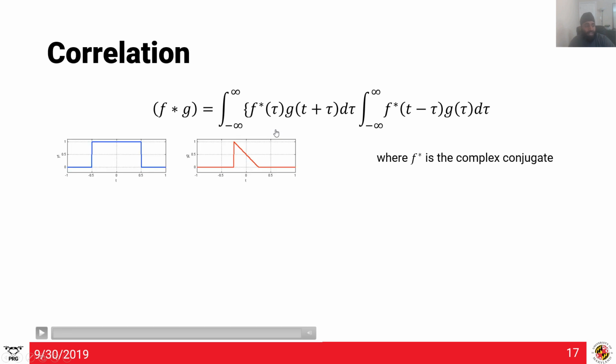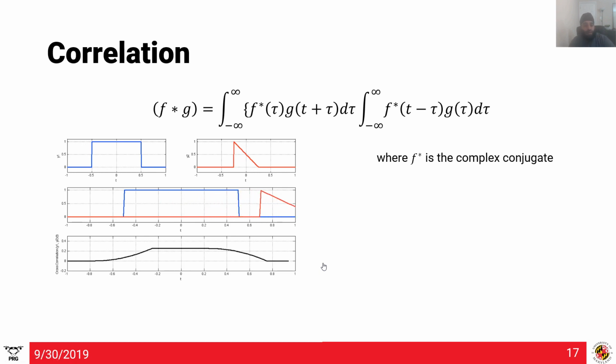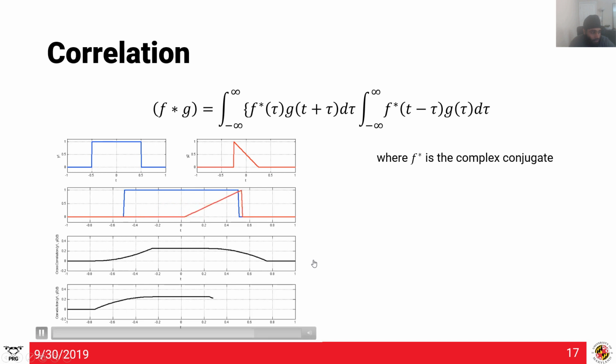So let's try to understand how these things look. You have a function f and a function g, and we are trying to find the correlation between these two functions. You will get a correlation output something like this. This is also known as cross correlation, because you are trying to correlate two different functions. If it were the correlation of the function f with itself, it's called autocorrelation. So you can see the comparison of cross correlation and convolution.